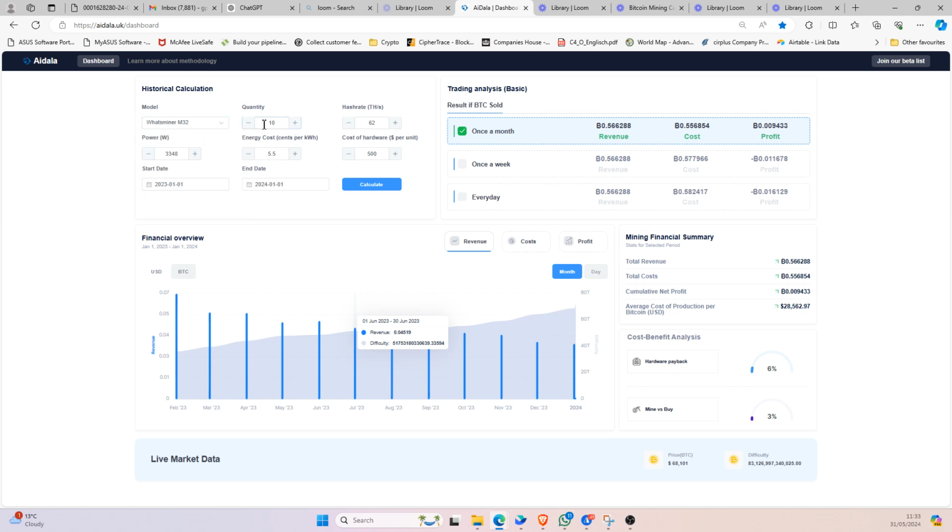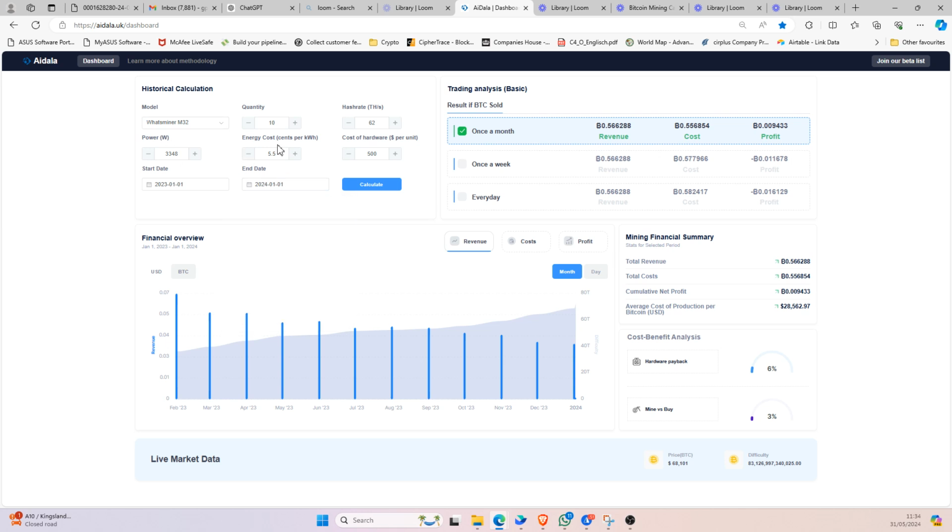So you set your quantity. Is it one machine, or is it 100 machines, or is it thousands? Price per unit, your energy price, and the dates of your mining. Important note is the end date cannot be in the future, since we built a historical calculator, a backwards looking calculator. So any date from yesterday on can be set here.